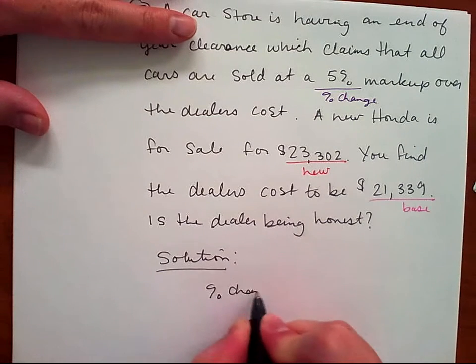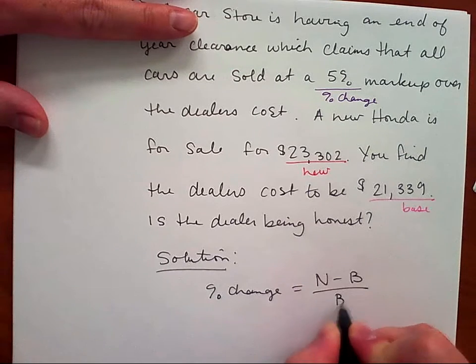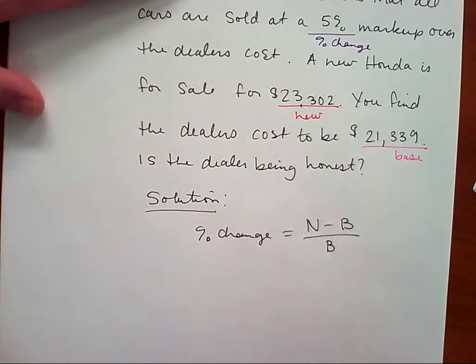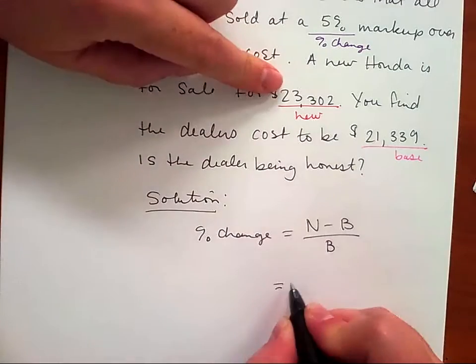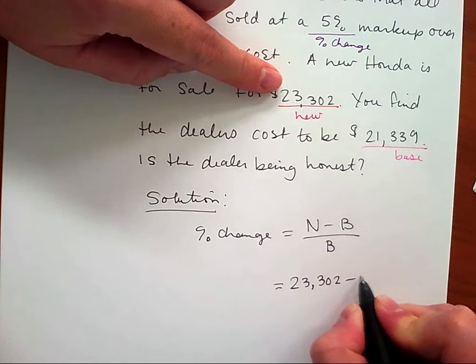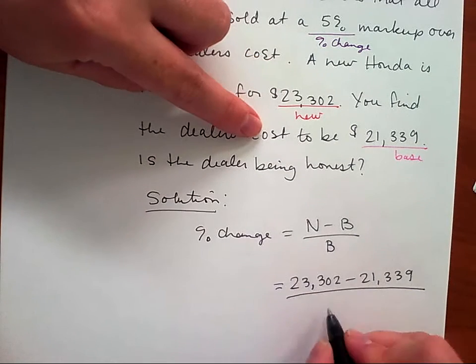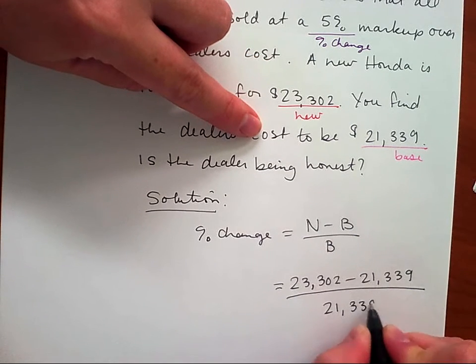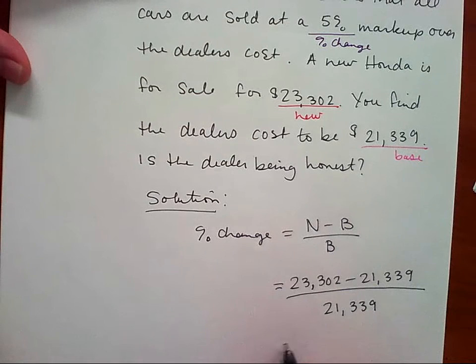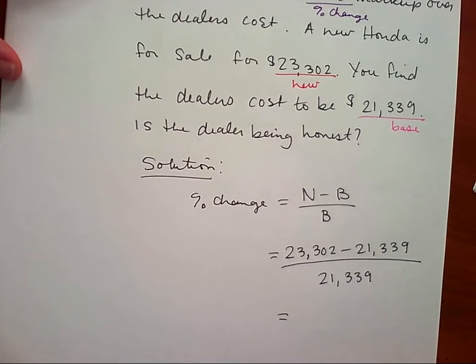So percent change equals new minus base over base. So this equals new, which is 23,302 minus 21,339 over base, which is 21,339. Which equals 0.0919. Well, if you want me to give you the decimal as a percent. So I have the answers.